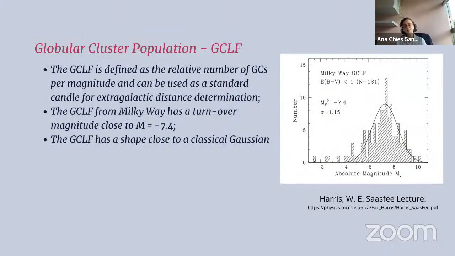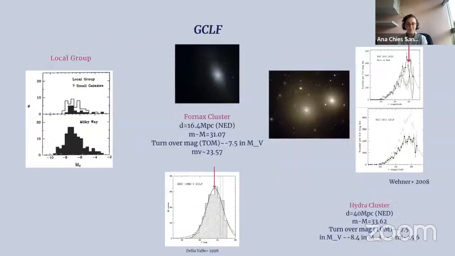And to calculate the number of GCs, we use the globular cluster luminosity function, the GCLF, which is defined as the relative number of GCs per magnitude, and we can use it to determine distance. The GCLF from the Milky Way has a turnover magnitude close to the V band magnitude equal to minus 7.4, and seems to be universal. And the shape of this GCLF is very close to a classical Gaussian. So to estimate the number of GCs from a galaxy, we fit the GCLF to the magnitude distribution of the clusters. And here are examples of GCLFs in the Local Group, the Fornax cluster and the Hydra cluster. So as we increase the distance, we sample less and less the faint end of the GCLF.